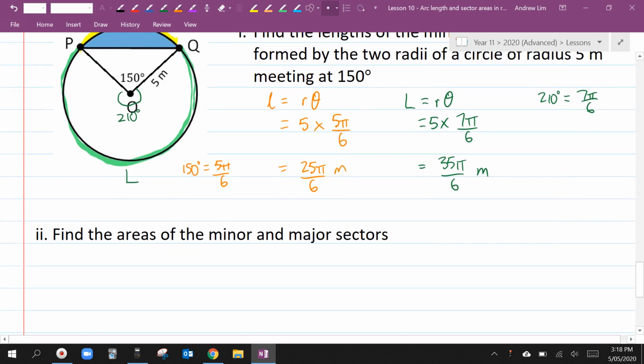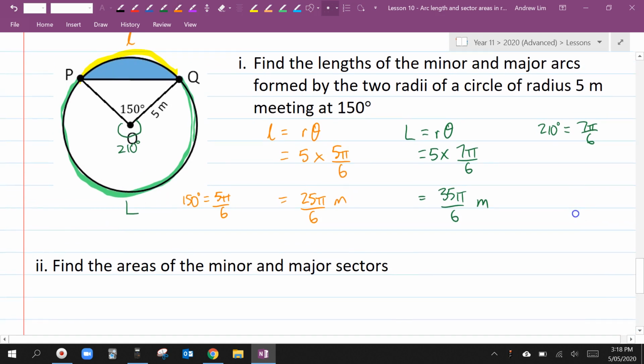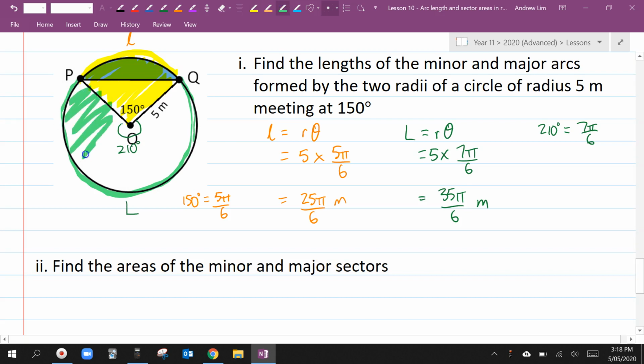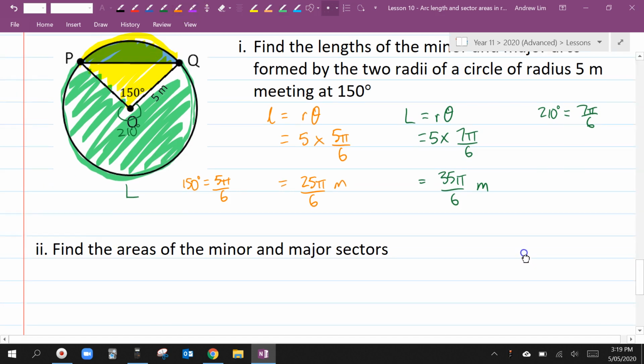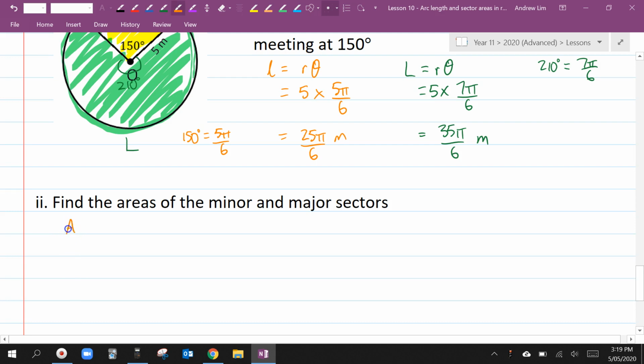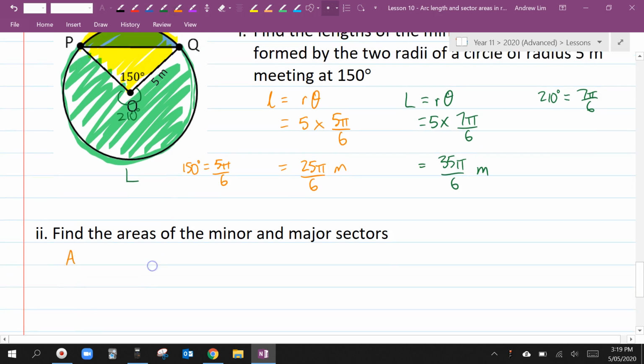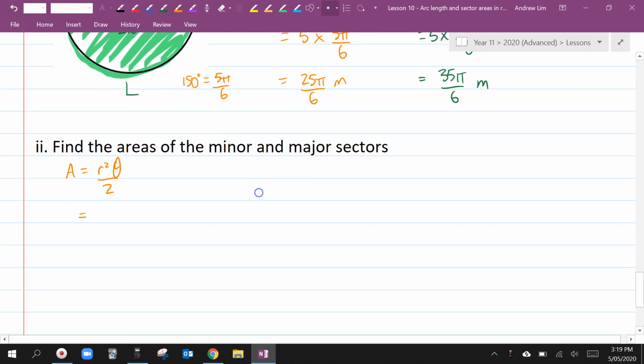Okay, now it's time to find the areas of the minor and major sectors. So here's our sector, our minor sector, and all of this is the major sector. So area of the minor sector we know is r squared theta on 2. Radius is 5. Theta we already worked out as 5 pi on 6, because that's the size of the angle in radians. And then we need to divide that by 2.